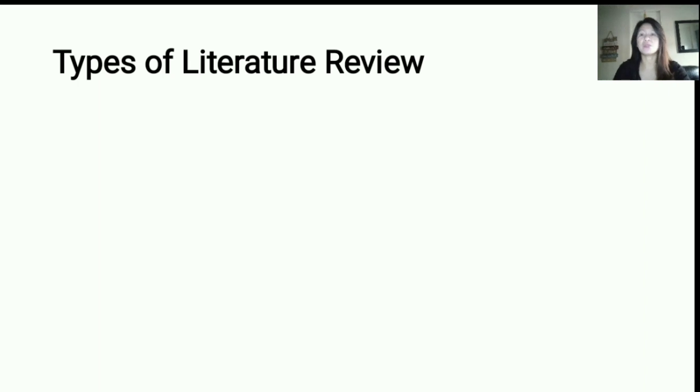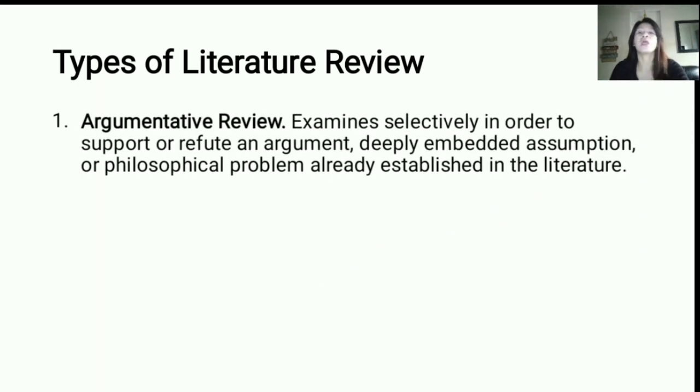We have several types of literature review. These are the following. Number 1, argumentative review. It examines selectively in order to support or refute an argument, deeply embedded assumption, or philosophical problem already established in the literature. In here, you subjectively discuss theories about or related to your topic. You explain, support, agree, or disagree about the information you gather.